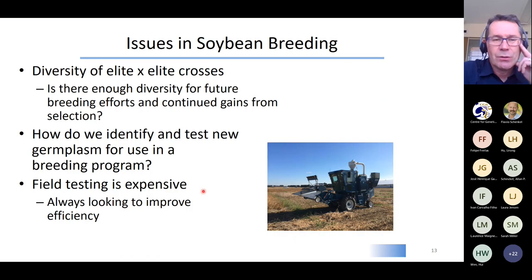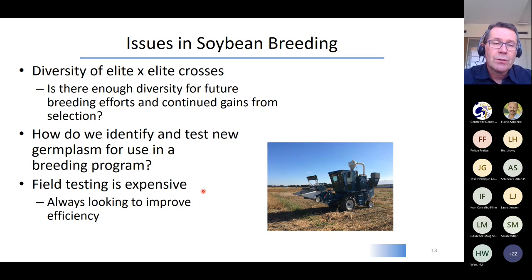So what are the issues in soybean breeding? The diversity of elite by elite crosses, which most breeding programs do all the time. We in the public sector are probably known to dabble or explore more unusual crosses than our colleagues in the private sector who work for seed companies that are profit driven, and if they don't develop a new cultivar, those breeders may lose their jobs. In our case, we could experiment more and do a little bit different things that could benefit both our programs and their programs.